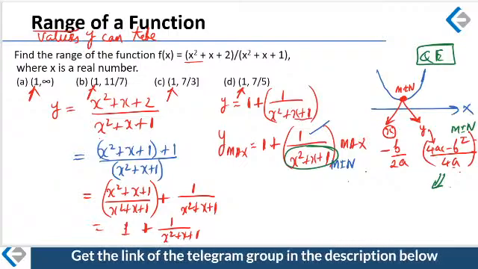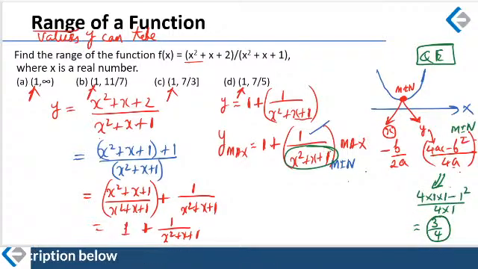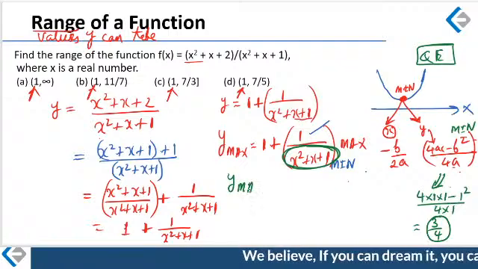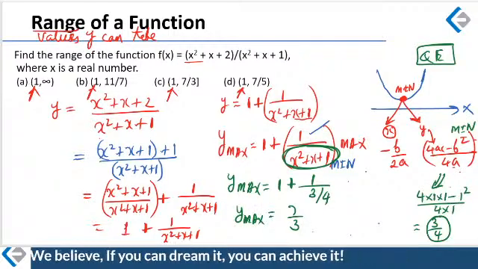Substitute for this: 4, the value of a is 1, the value of c is 1, the value of b square is 1 square, divided by 4 into 1. That would become 3 by 4. Where I should substitute in this green value. Therefore, y maxima is equal to 1 plus 1 divided by 3 by 4, which would essentially become 7 by 3. That is nothing but the y maxima. Y maxima is 7 by 3.